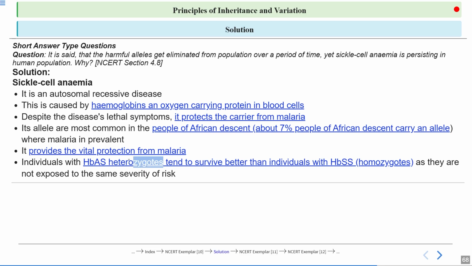So the person having the heterozygous genotype, HbA HbS, who is a carrier, will survive. And the individuals who are homozygous for the HbS allele, which means the person will have HbS HbS, there are chances they will not survive. So that's why sickle cell anemia is still persisting in the human population, because it is providing protection from malaria.